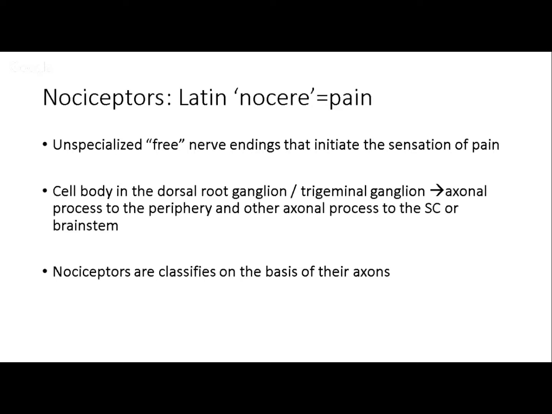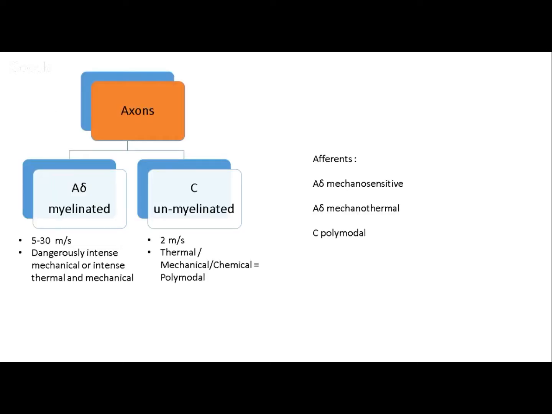For the mechanosensory receptors, the axons are myelinated fibers, right. So they're A-beta fibers, but these are A delta fibers, which are myelinated, and then C fibers, which are unmyelinated. And because it's unmyelinated, the speed is much slower. It's just about 2 meters per second, whereas the A delta fibers are about 5 to 30 meters per second.